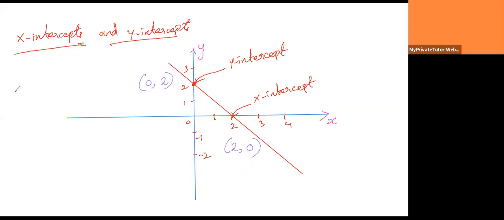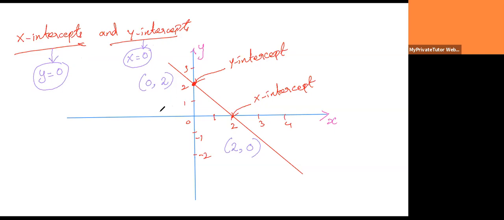Again, it's very simple. You just need to substitute. To find the x-intercept, you need to substitute y equals 0. To find the y-intercept, you need to substitute x equals 0 in the given equation. It's not only about linear equations. We use the same method for all types of equations. It can be cubic, it can be quadratic, doesn't matter. To find the x-intercept, substitute y equals 0. To find the y-intercept, substitute x equals 0.